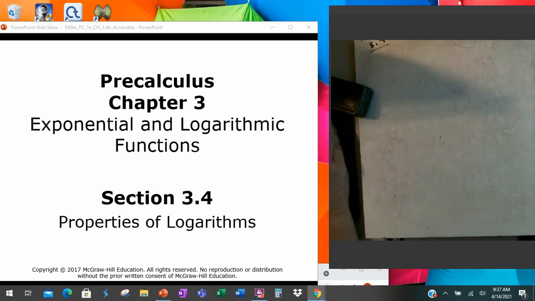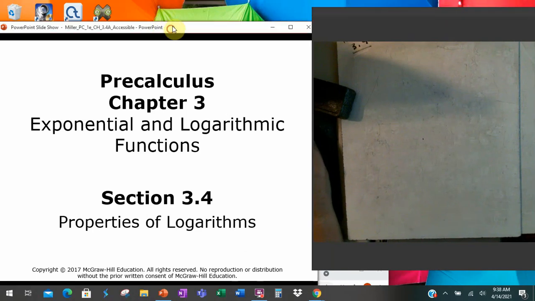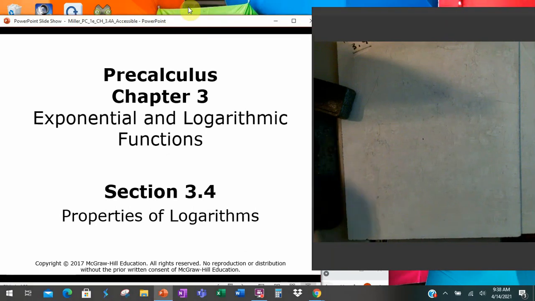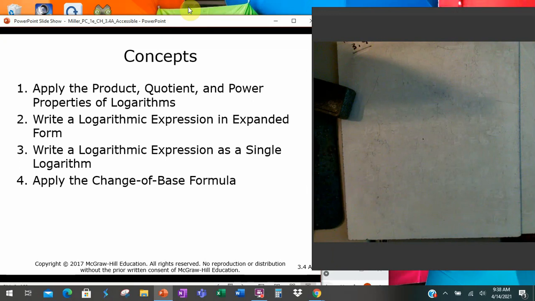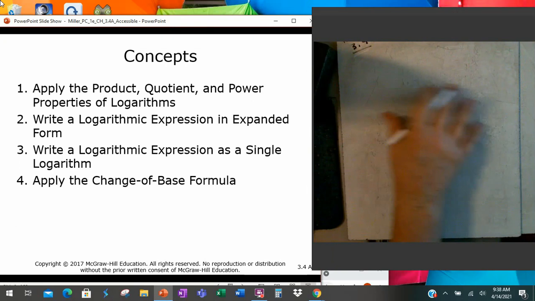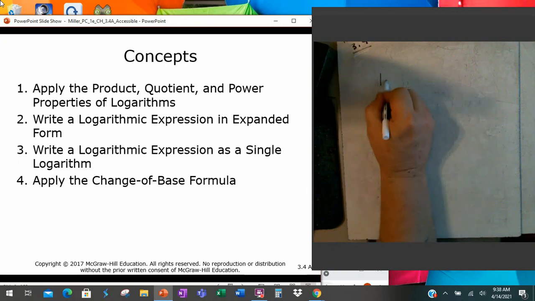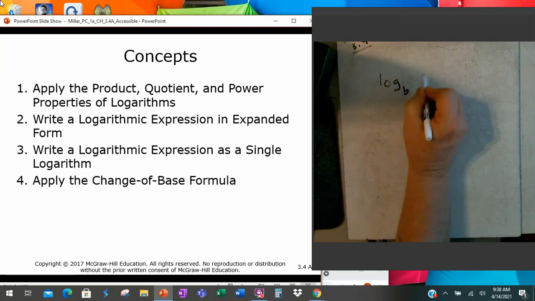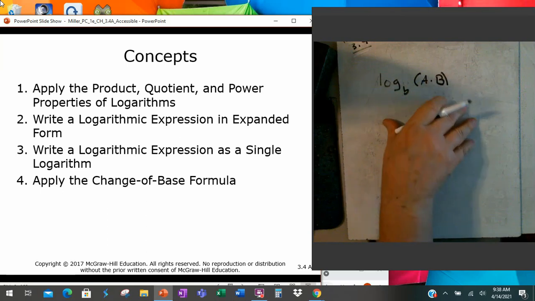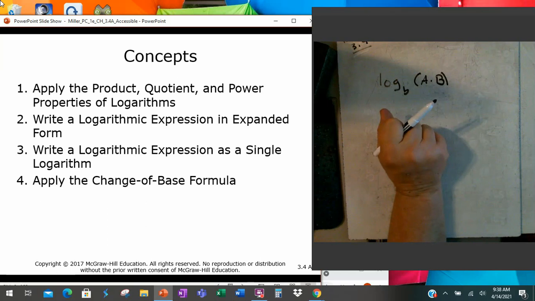Okay, so let's get started with section 3.4, and we're going to continue with the log discussion. Before we get started, what we're going to do is, if I've got a bigger log function that I need to deal with, if I'm taking the log to the base b of two numbers, let's say if I'm multiplying, how do I handle this type of thing? Okay.